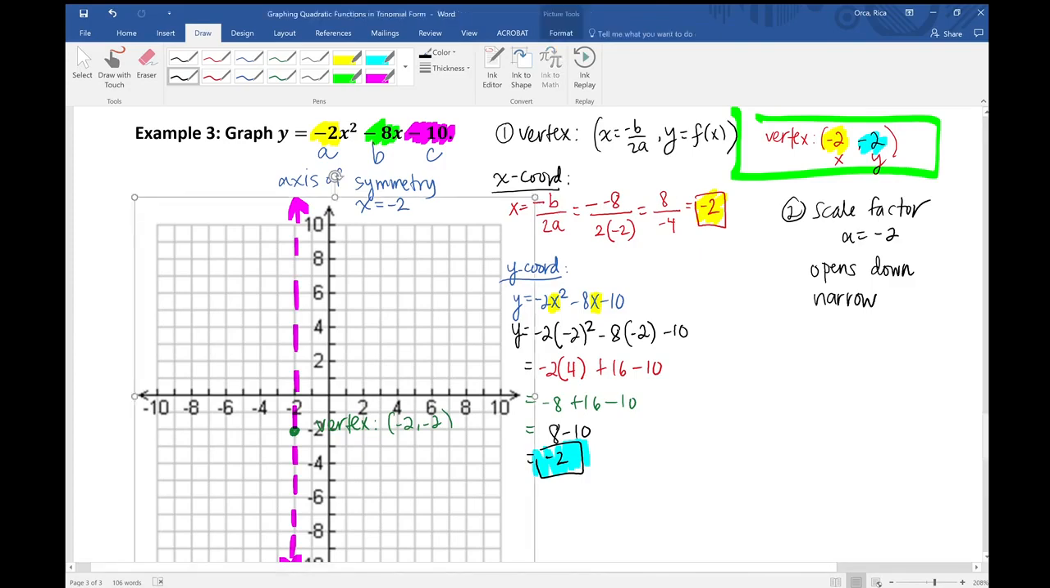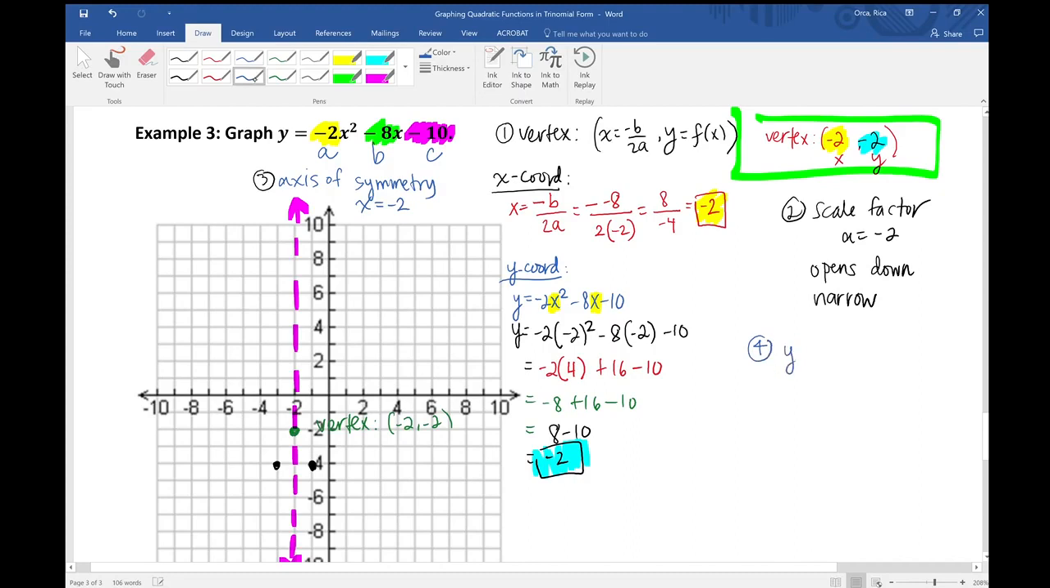Okay, let's use our scale factor. From the vertex, let's go 1 unit to the right. And remember, a is negative 2, which means that we're going down. So go 1 to the right, 2 units down. And go ahead and draw its reflection by going 1 to the left, 2 units down. Step 3 we did earlier. Let's move on to step 4.